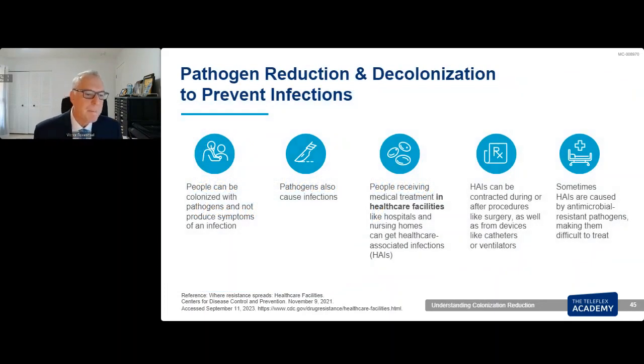CDC say that people can be colonized with pathogens and not produce symptoms of an infection. Colonization. Pathogens, all of them also cause infections. We saw the chain of infection. People receiving medical treatment in healthcare facilities, hospitals, nursing homes, acquire HAIs. HAIs can be acquired after procedures like surgical procedures or after using devices like vascular catheter, Foley catheter, mechanical ventilators, and frequently these HAIs are caused by MDRO, multi-drug resistant organisms, difficult to treat. As you saw, for example, the mortality of gram-negatives was close to 80% in some cases. This is the issue.